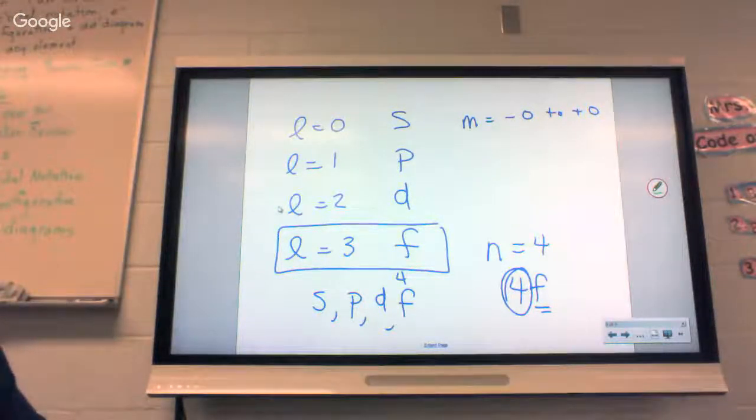How many orbitals are there if n equals 2? 4. Because if n equals 2, how many sublevels are there? S and P, right? How many orbitals are in S? And how many orbitals are in P? So 1 plus 3 is 4.